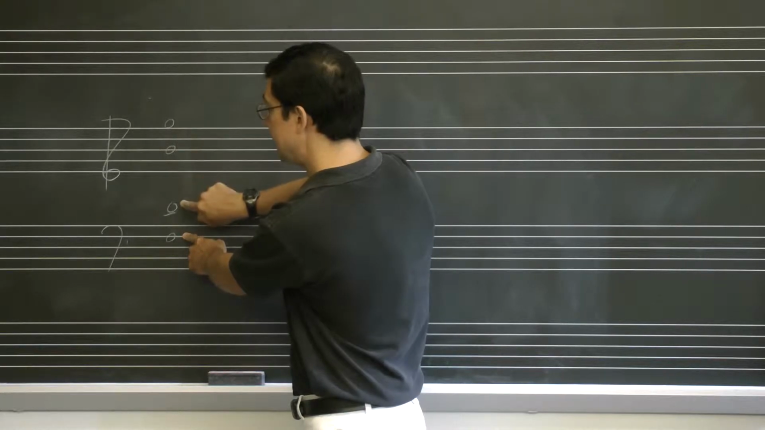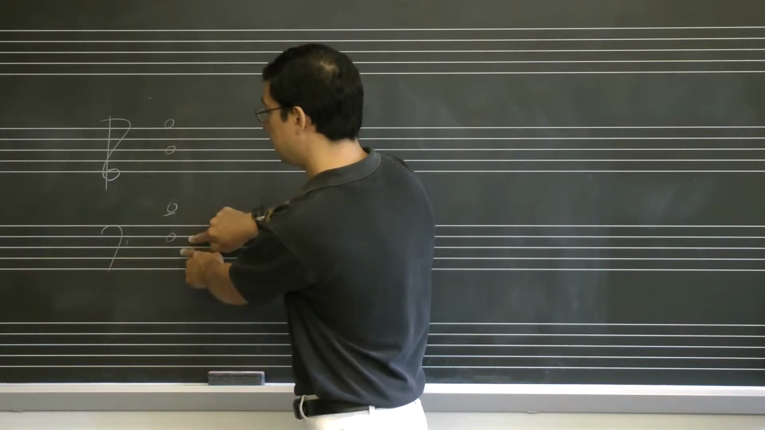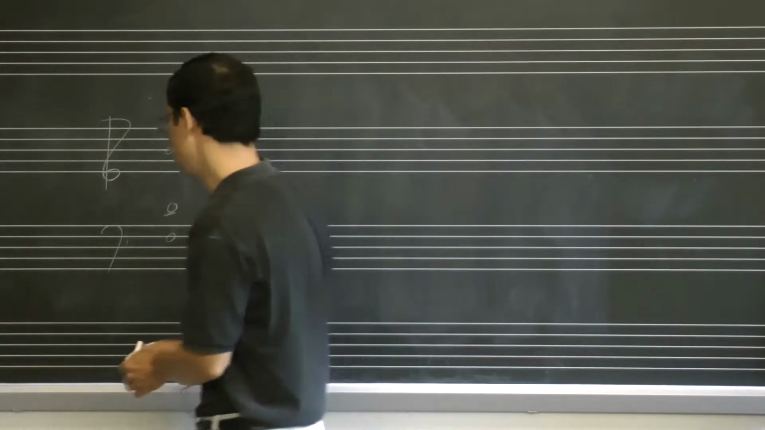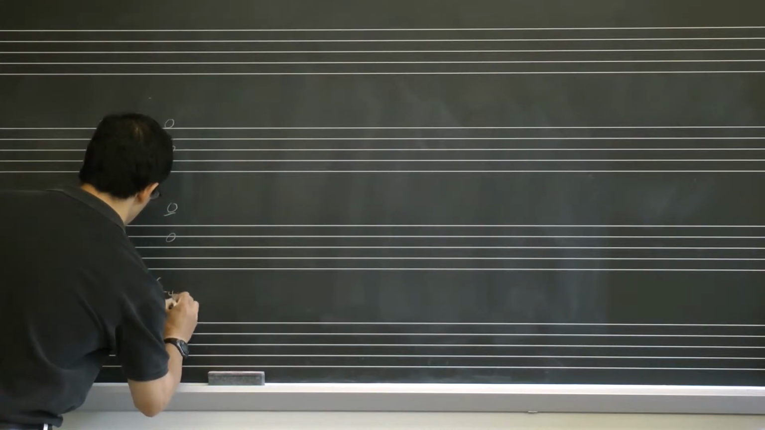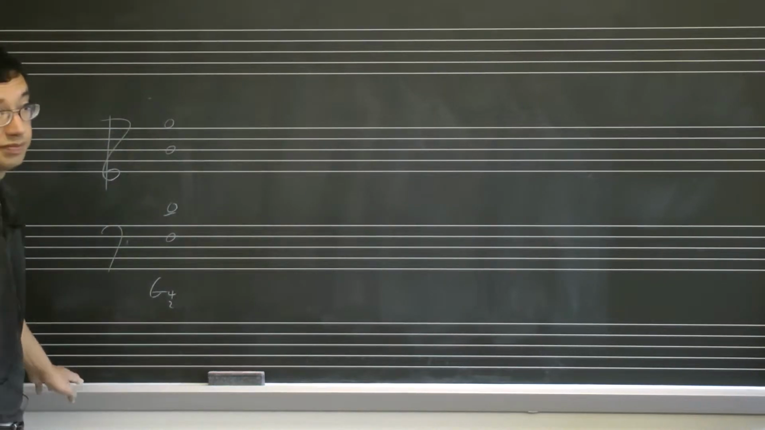I've got a B and a D, that means I'm dealing with a major triad. I've got a minor seventh to the F. This is a major minor, so this is a G 4-2.